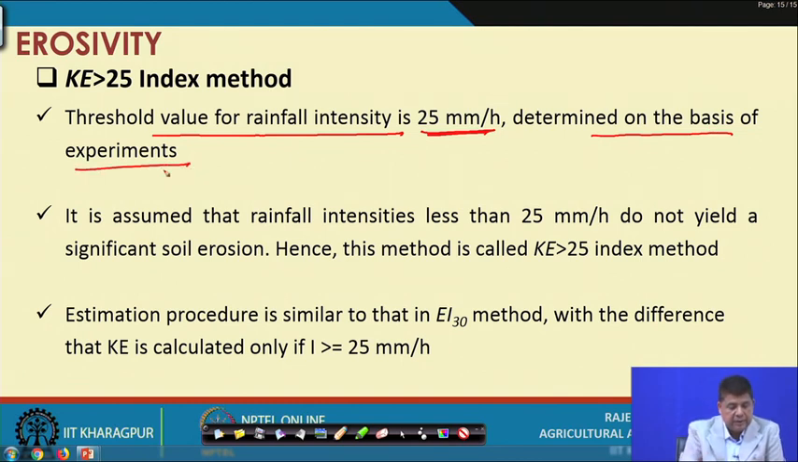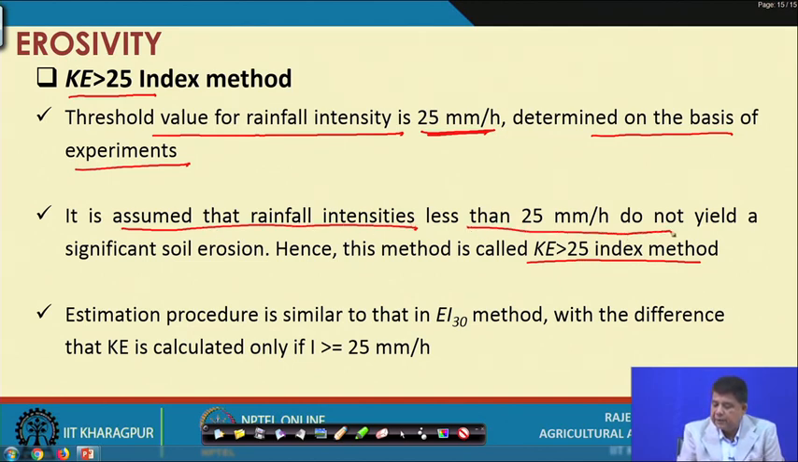So, based on many experiments, the threshold value of rainfall intensity is obtained as 25 mm per hour, and that is why the method is named the KE > 25 index method. That is, it is assumed that rainfall intensities less than 25 millimeter per hour do not yield significant soil erosion, hence this method is called the KE > 25 index method.